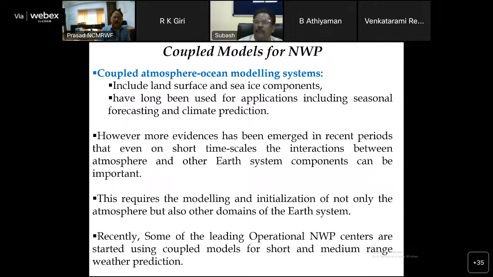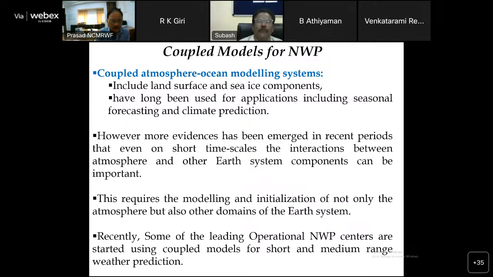Now in recent times we are entering the coupled deterministic models also. Coupled models are also available with high computing systems. We are entering the phase of using coupled atmosphere models or coupled atmosphere-ocean models in predicting, even in the prediction of medium range forecast.